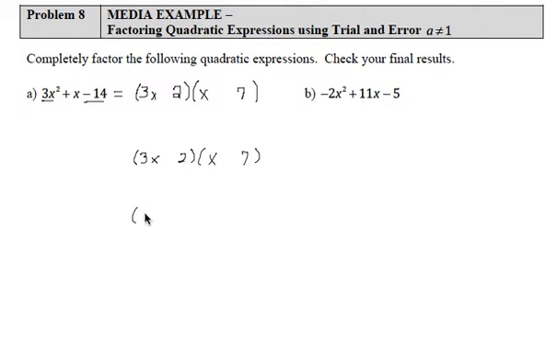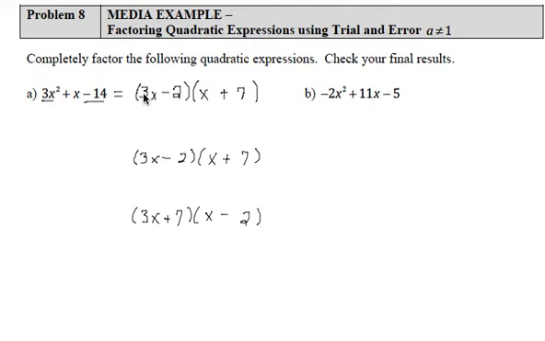And because I have 3x and x as my first terms, then it's different. I'm going to get a different result if I switch the 2 and the 7. So here what I'm going to do is switch the signs. And I know they have to be opposite signs because the product of the last terms is negative, so I have to have opposite signs inside the parentheses. So here on the last one that I have listed, I'm going to just try a plus and a minus.